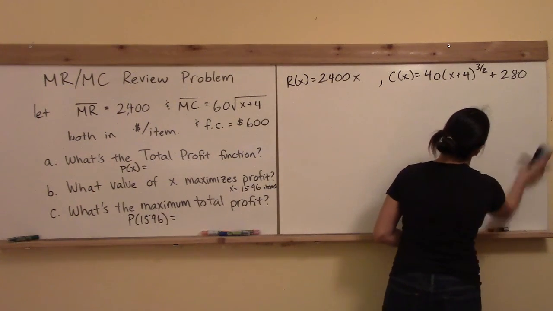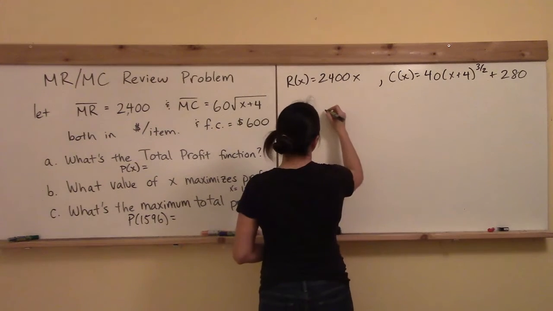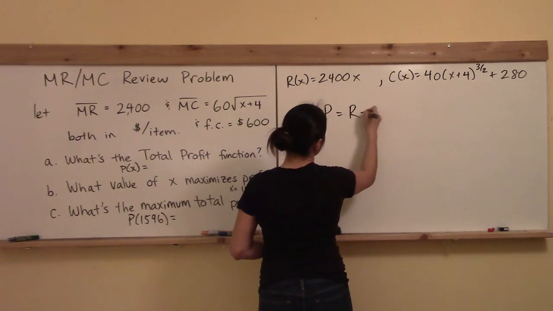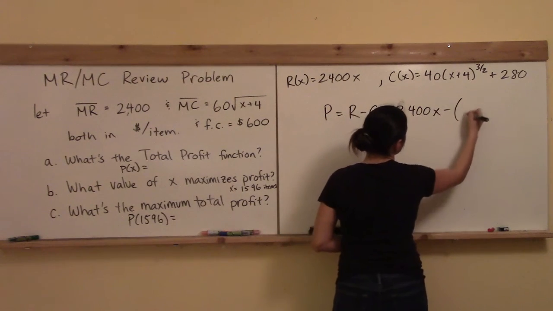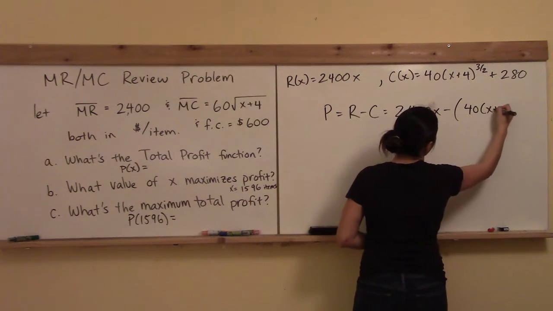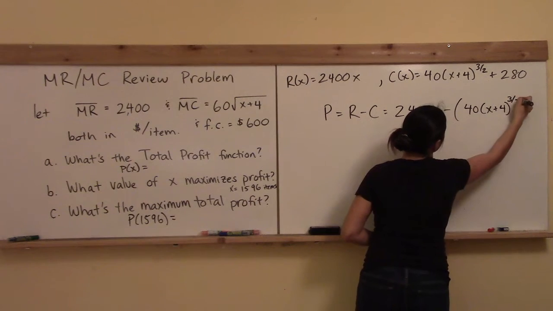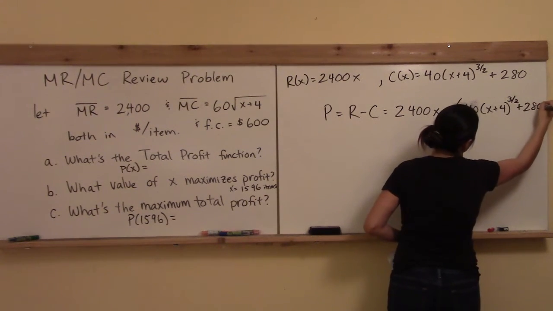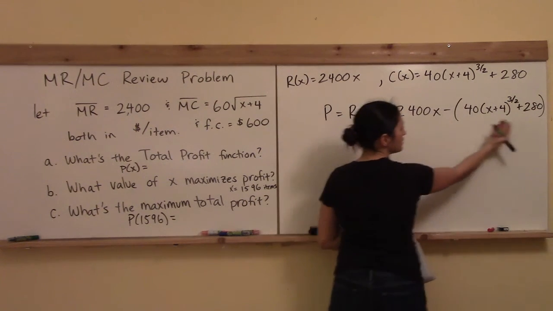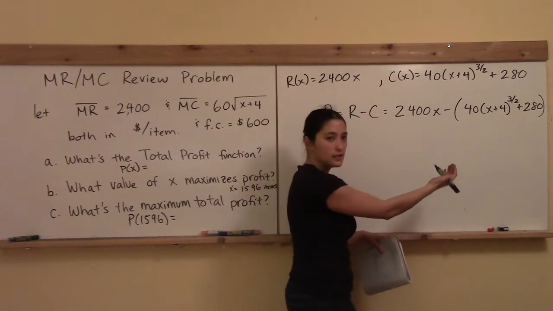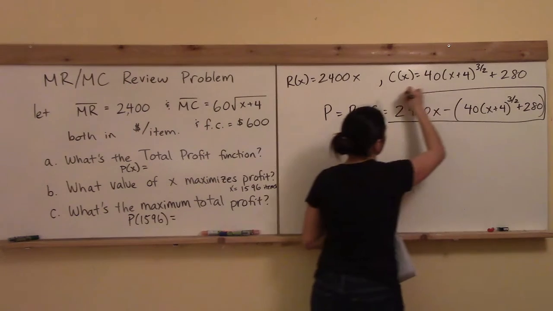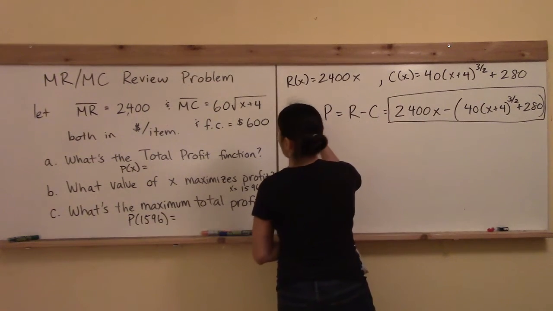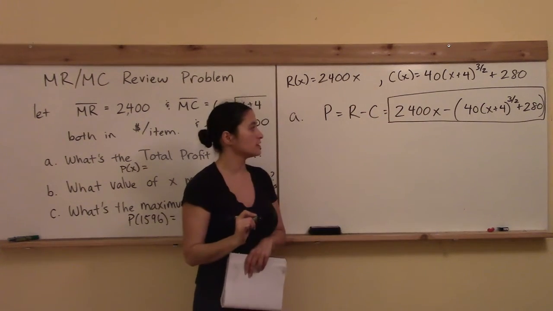Okay, what's the total profit function? Let's see, profit is equal to revenue minus cost. So that's 2400x minus, don't forget to put your cost inside of a parentheses because otherwise you run the risk of adding 280 instead of subtracting it. Okay, so don't forget about that right there. And then that's your final answer for part A. What is your total profit function?